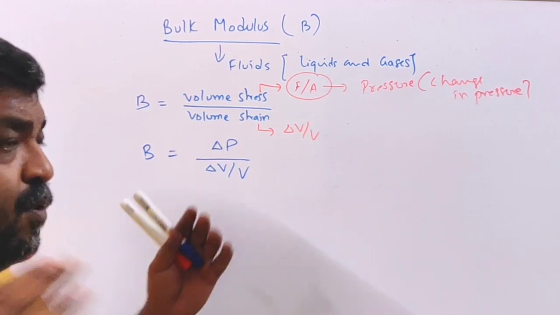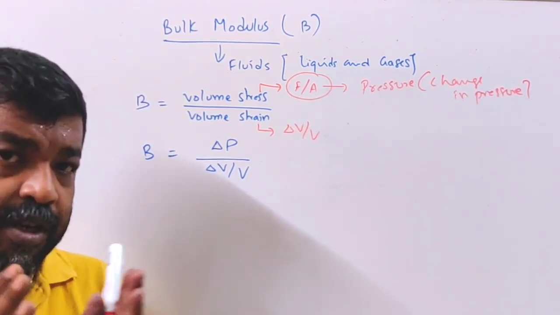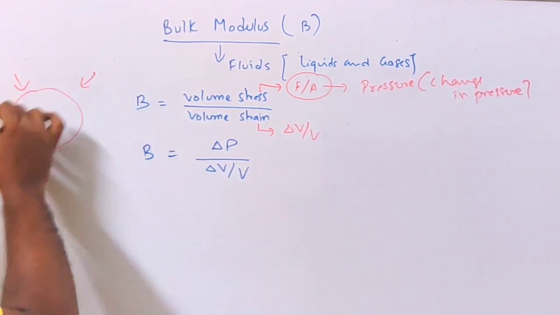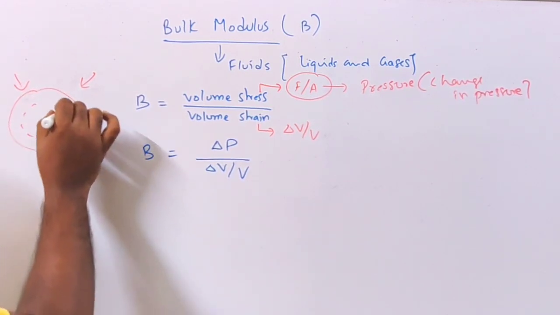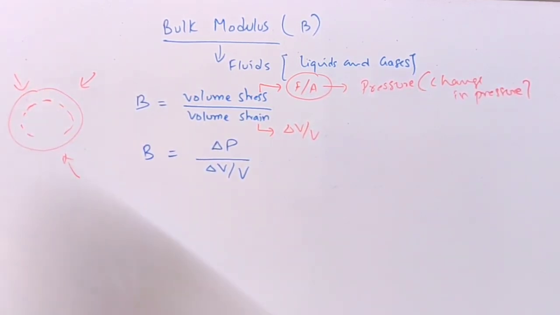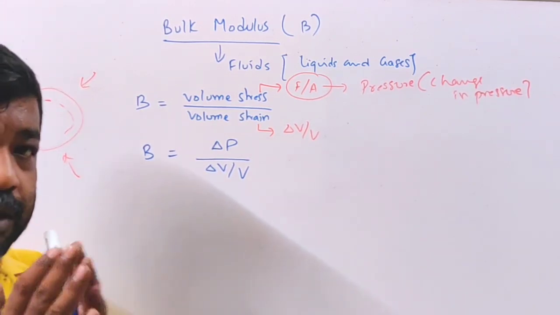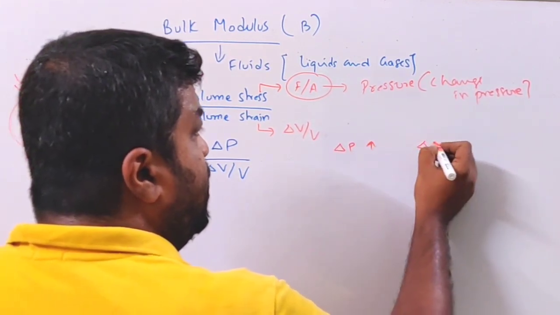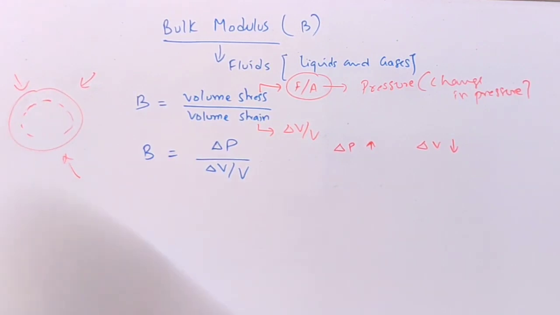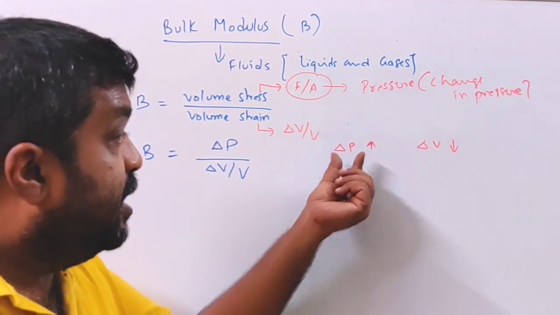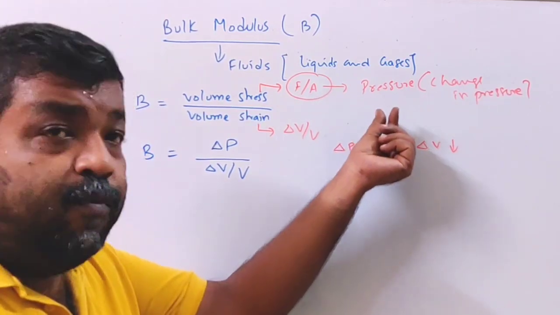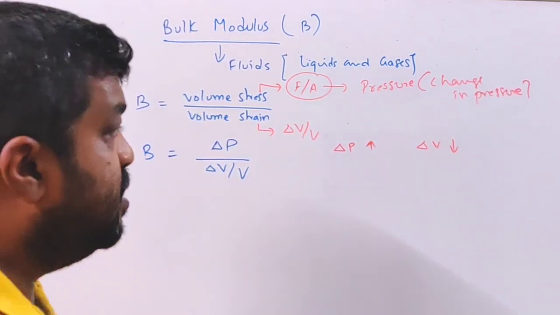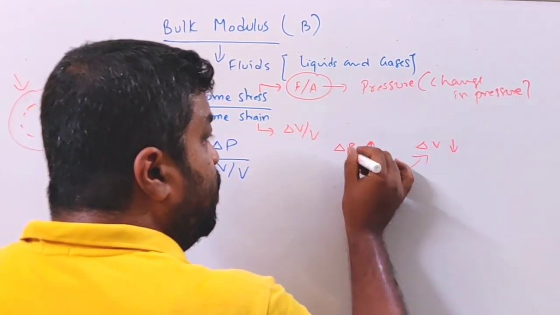Now obviously, if you increase the pressure, the volume will decrease. Suppose this is an object, and you are applying force from all sides. So obviously its size will decrease. So if you are increasing the pressure, the volume is decreasing. Delta P is actually change in pressure, but if it is increasing, delta V, the change in volume, is decreasing. So these two quantities should have opposite sign.